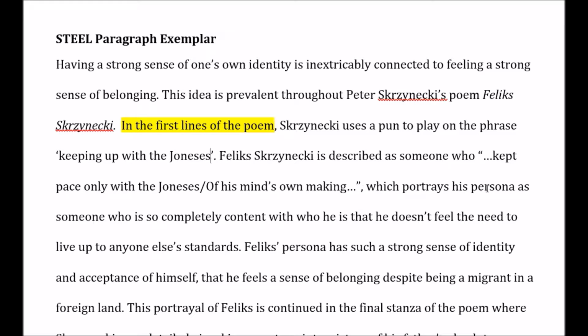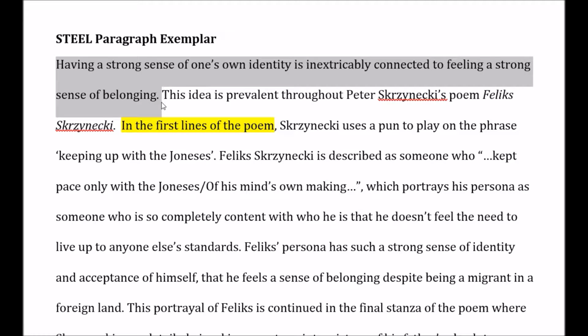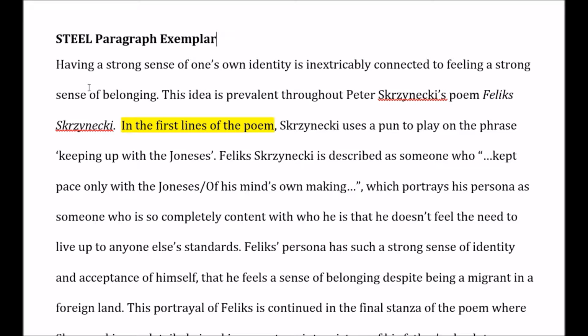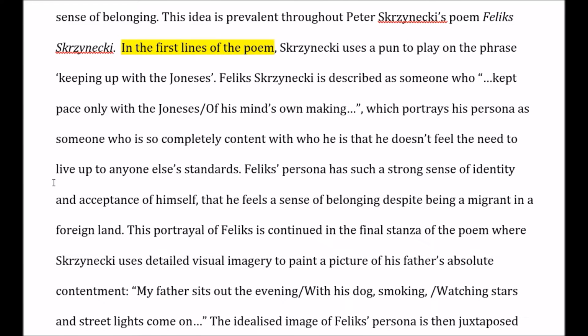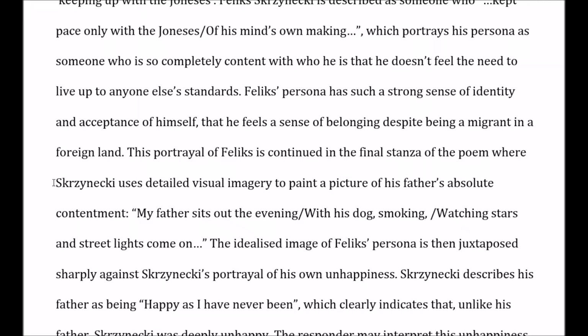And that explanation, that he's so content he doesn't feel the need to live up to anyone else's standard, is reiterating the idea in the topic sentence that having a strong sense of who you are, knowing who you are and being comfortable with that, enables you to feel like you belong, because you don't need to feel like you aren't good enough. This idea is continued. I've said that he has such a strong sense of identity, acceptance of himself, that he feels a sense of belonging despite being a migrant in a foreign land.